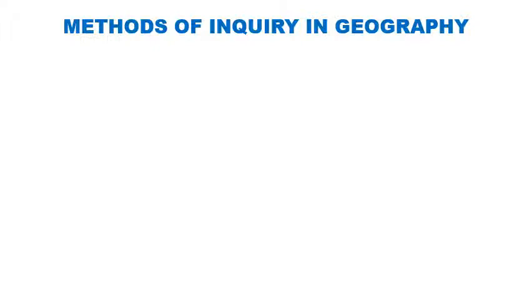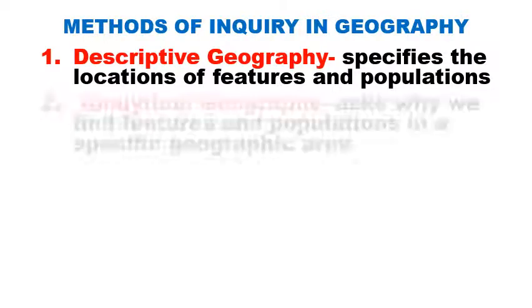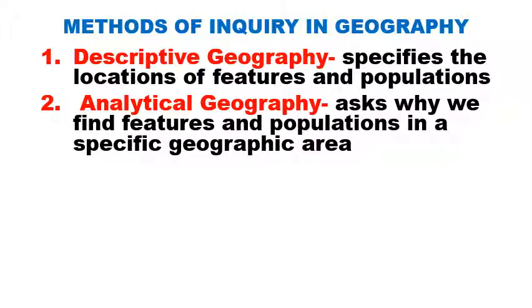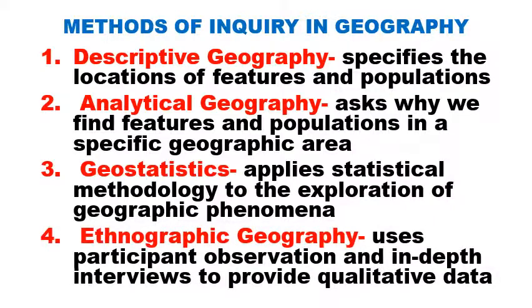Methods of inquiry in geography. Descriptive geography specifies the locations of features and populations. Analytical geography asks why we find features and populations in a specific geographic area. Geostatistics applies statistical methodology to the exploration of geographic phenomena. Ethnographic geography uses participant observation and in-depth interviews to provide qualitative data.